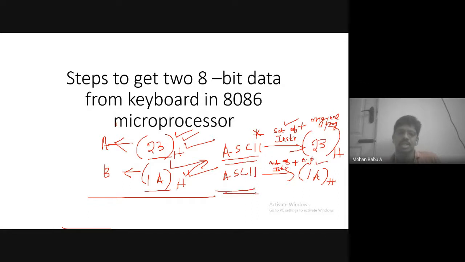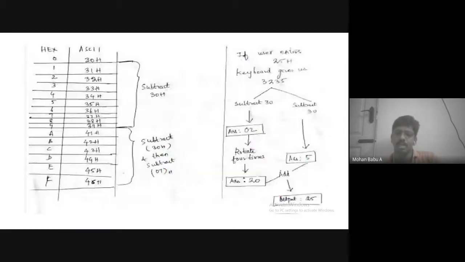Now I will explain how to convert the ASCII equivalent of the number that we get from the keyboard back to the original number. We have some process available here. I will explain one by one.